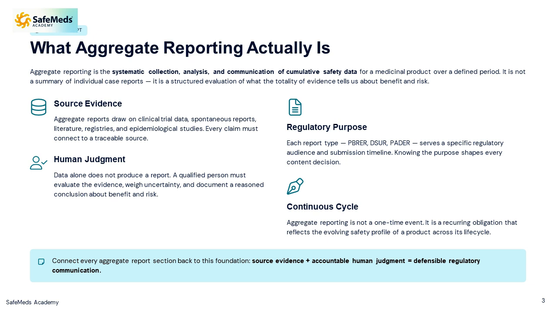So, let's get down to basics. What exactly is aggregate reporting? At its core, it's the systematic collection, analysis, and communication of cumulative safety data over a specific period. It is absolutely not just a summary of individual case reports. You're taking source evidence from clinical trials, literature, and spontaneous reports and applying your accountable human judgment. Data alone doesn't write the report. You have to evaluate the evidence, weigh the uncertainties, and document a reasoned conclusion about the drug's benefit and risk. This continuous cycle is tailored for specific regulatory audiences and timelines.